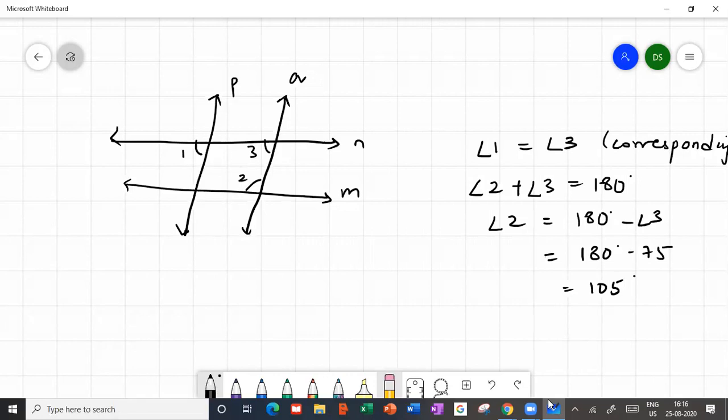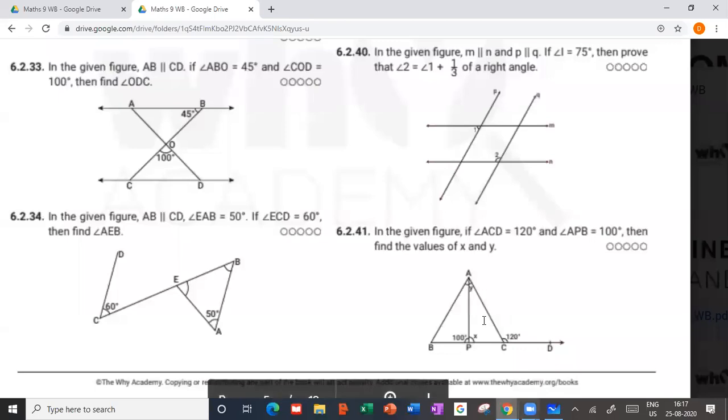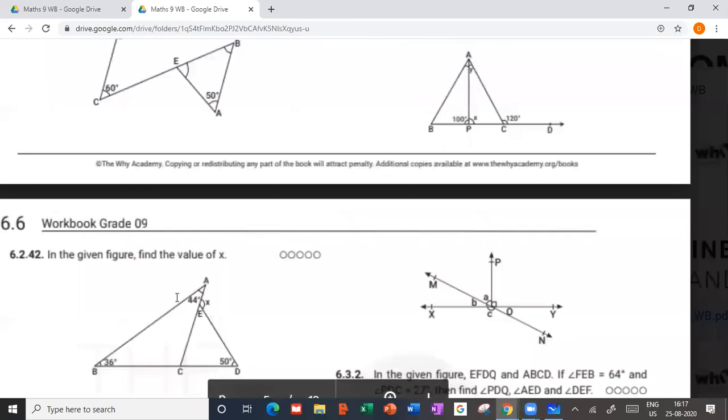Yeah, but it's important to write that 1/3 of a right angle is 30. Write this somewhere, that's how you got 105. Good, very good. That's really good that you answered. Okay, then I think the other questions are really simple. You should be able to do it.